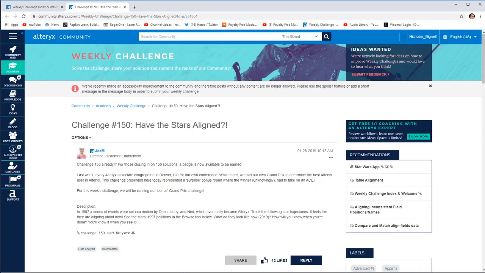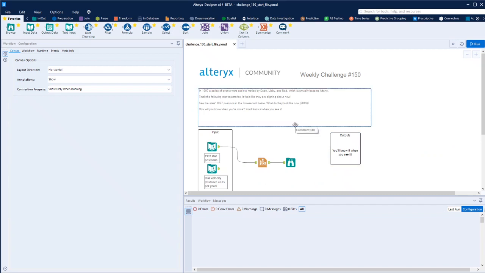This is challenge number 150, and have the stars aligned? So we are looking at some coordinates of some stars by the looks of it. In 1997, a series of events were set up by Dean, Libby and Ned, who were the founders of Alteryx. And those star trajectories are now aligned, I guess. What will they look like in 2019? So let's have a look at the start file.